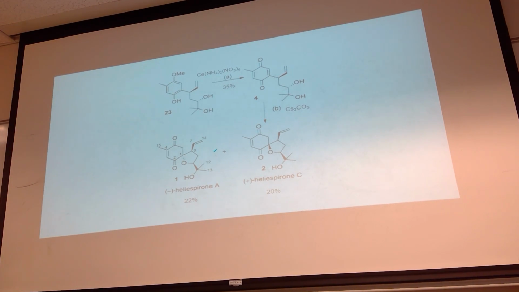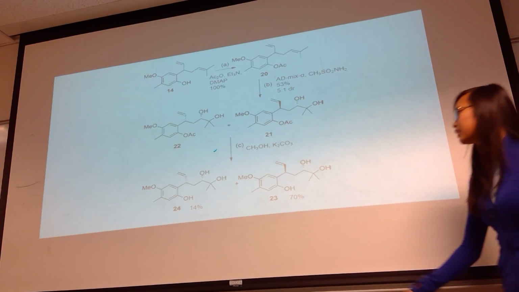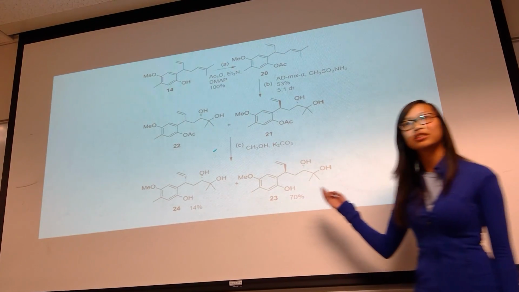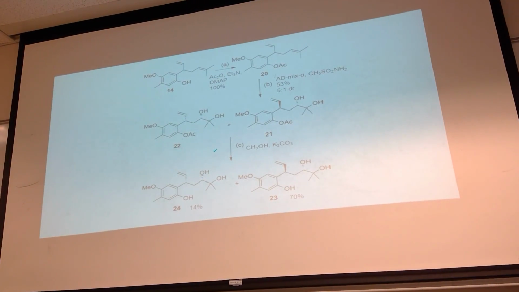Did they try to purify any of those? I know it's like polar. So from 4 to 1 and 2, they used flash chromatography, and most of it is using column chromatography of some sort. And then how they isolated the 23 and 24, they also used chromatography. So they did a lot of columns.